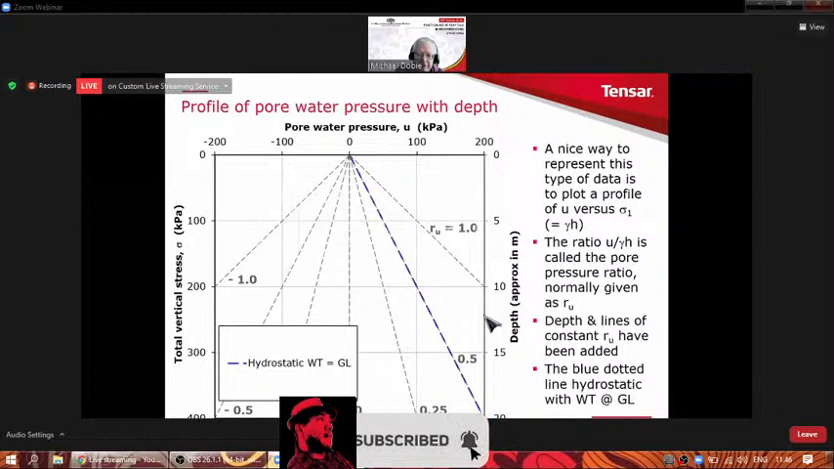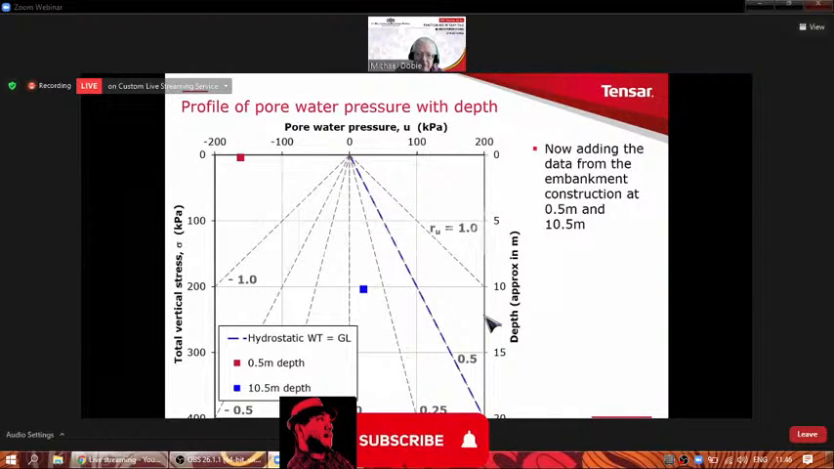So what I'm going to do now is add the two dots we just calculated. The brown one was when we first compacted the clay fill, and the blue dot is when the fill reaches a height of 10.5 meters. You can see how we have just gone into positive pore pressure at the blue dot.